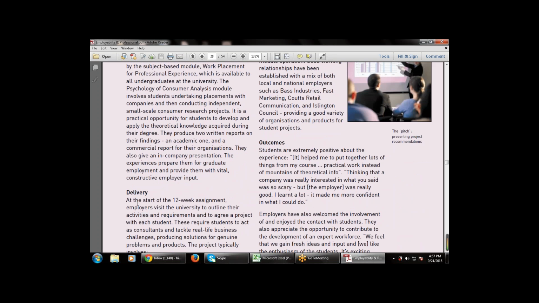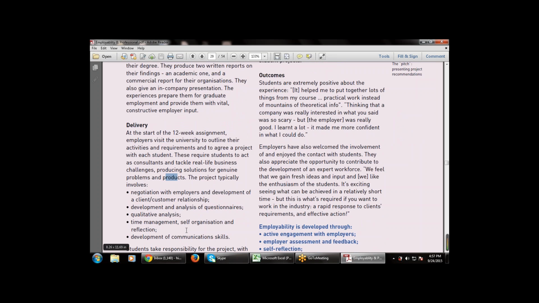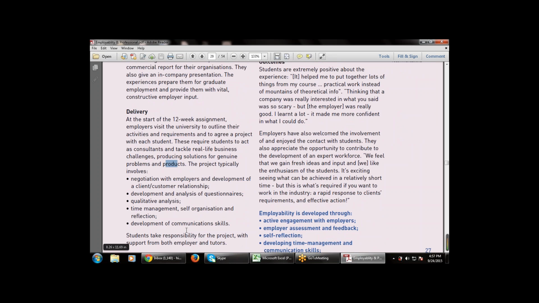Next is the delivery. At the start of the 12-week assignment, the employer visits the university to outline their activities and requirements and to agree a project with each student. These require students to act as consultants and tackle real-life business challenges, producing solutions for genuine problems and products. The project typically involves a negotiated concept with the employers and the development of the client relationship.